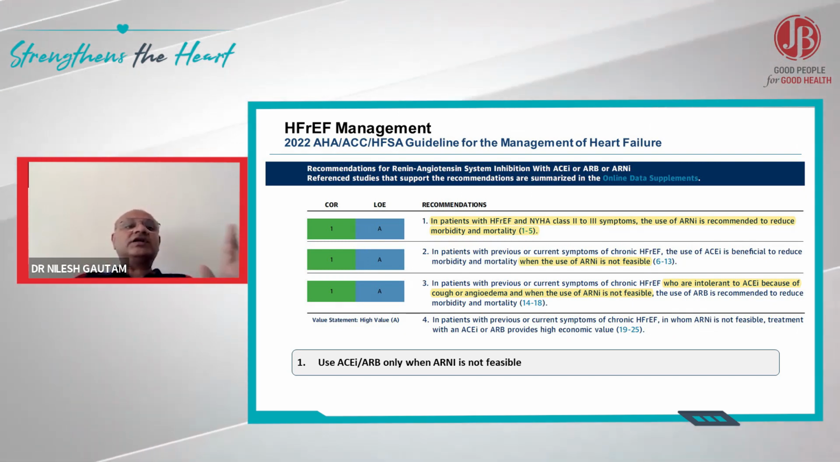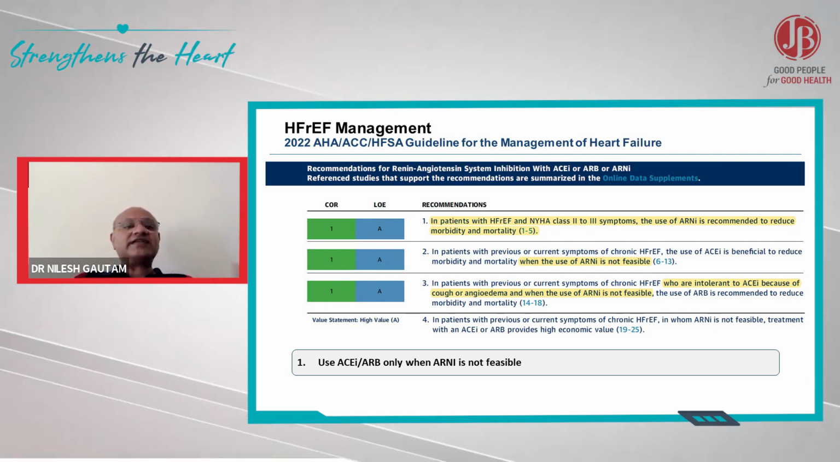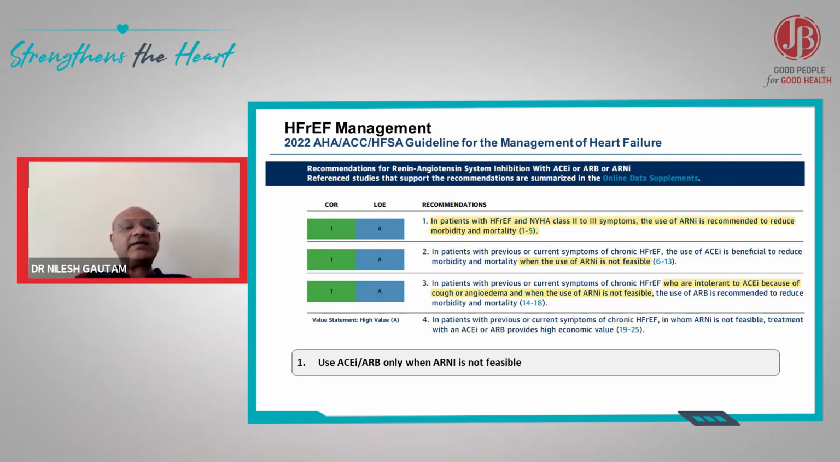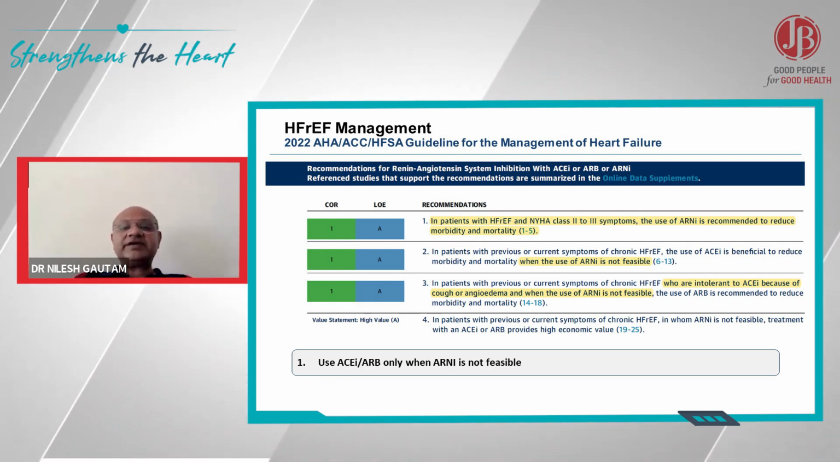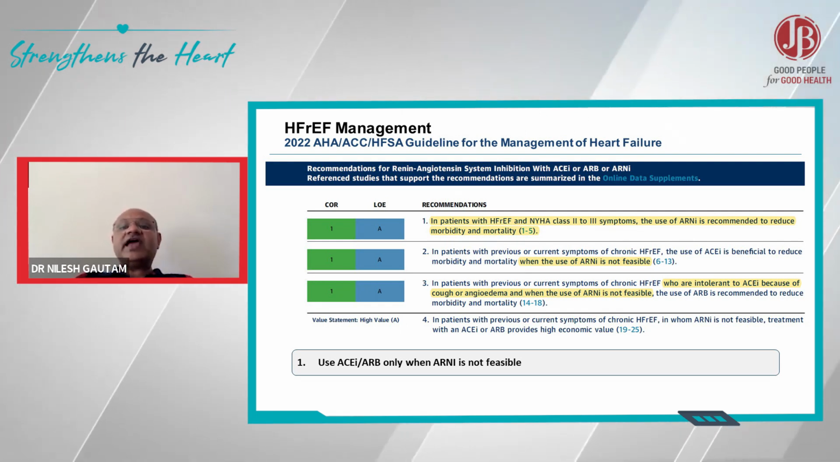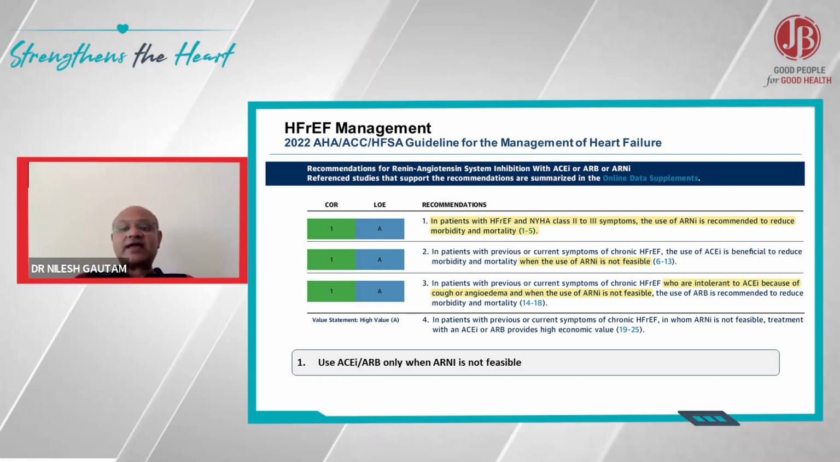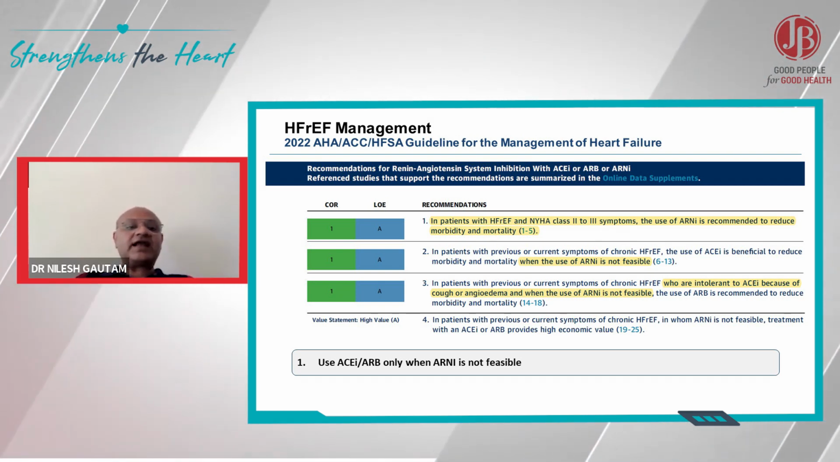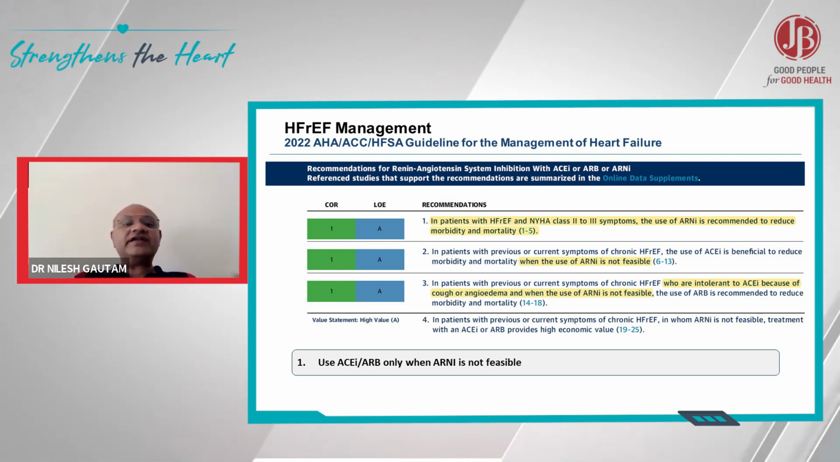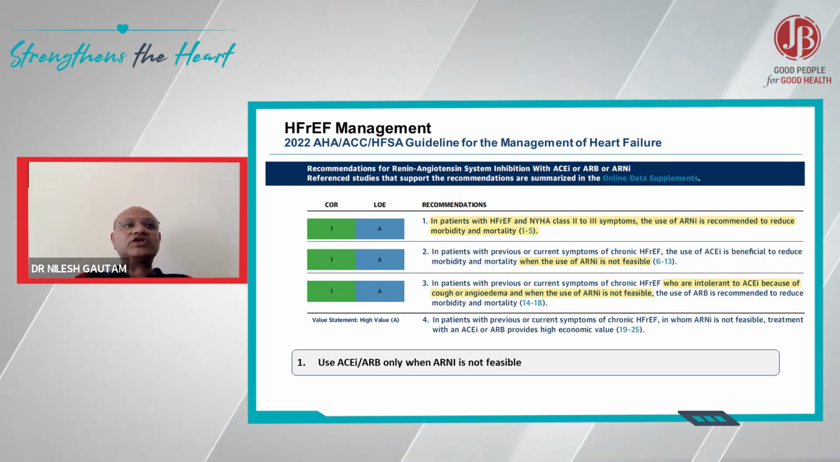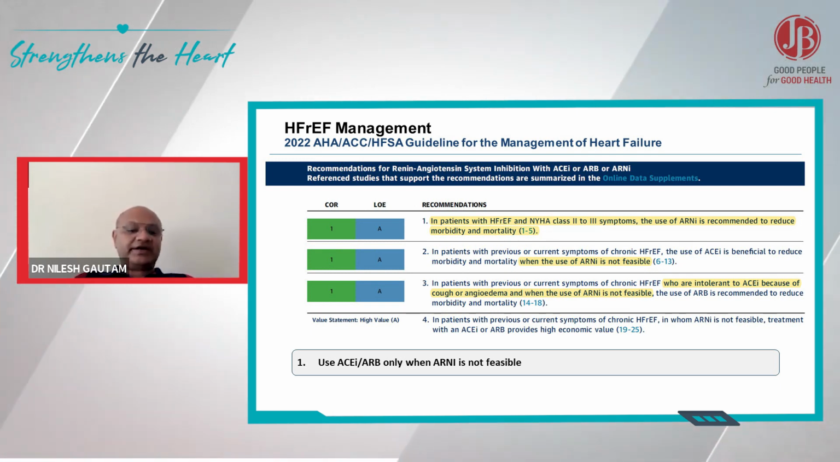Debate closed. The 2017 ACC/AHA guidelines and the 2022 ACC/AHA update for the management of heart failure have recommended, with level of evidence A, a Class 1 recommendation, that in patients of heart failure with reduced EF and NYHA class 2 to 3 symptoms, the use of ARNI is recommended to reduce morbidity and mortality. Class of recommendation 1, level of evidence A, means massive data backing the early long-term use of ARNI in all patients in whom it can be tolerated, right?